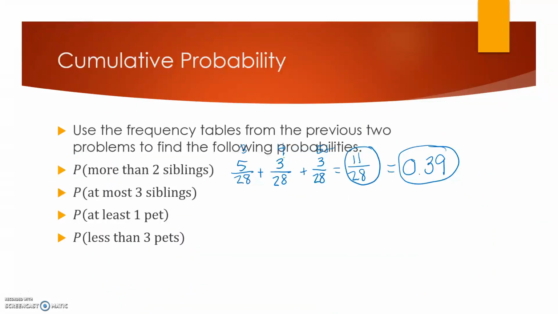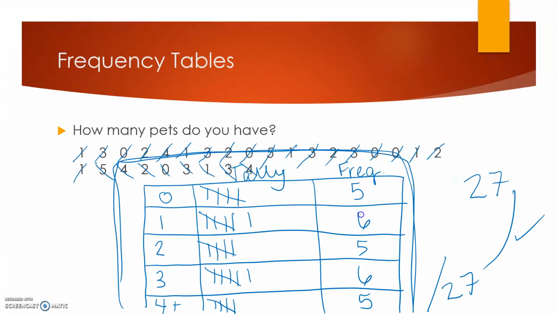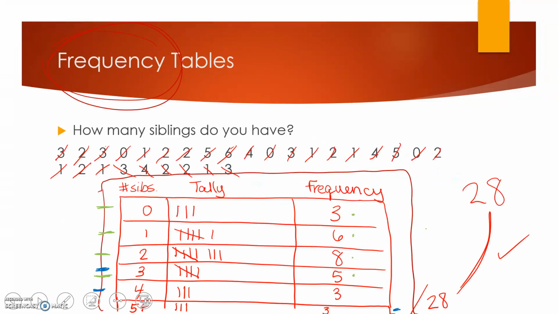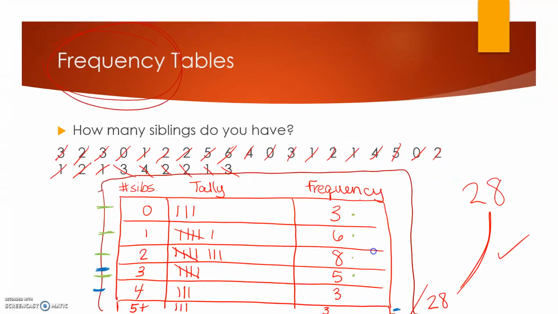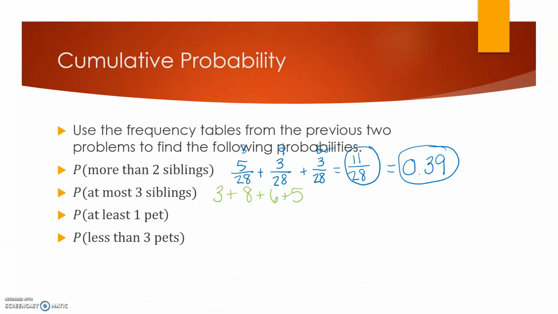Now, here we wrote them all as fractions. The other thing we could do is write each of these numbers, 3, 6, 8, and 5, as 3 plus 8 plus 6 plus 5. Did I write that correctly? Yeah. I wrote them in a different order, but I wrote the right numbers. And if I add these together, 3 plus 8 is 11. 6 plus 5 is also 11. So add those together and we get 22. And then write that over the 28 total.